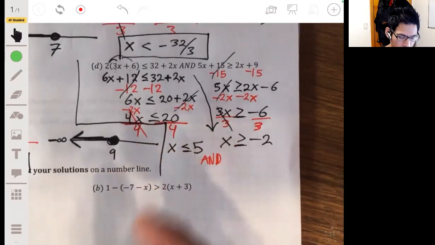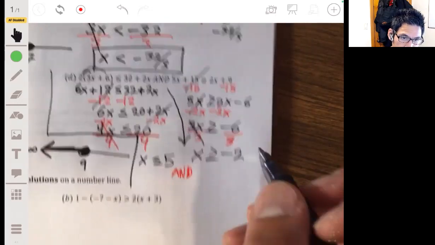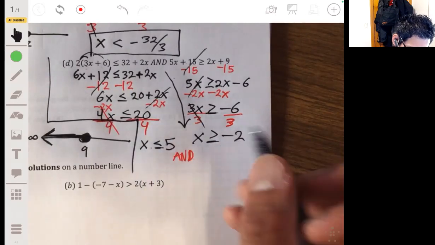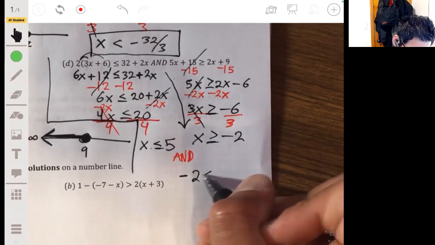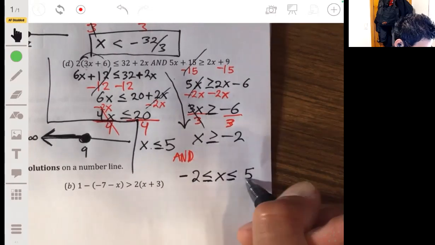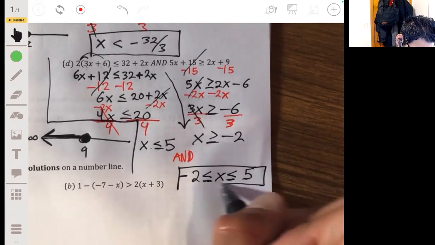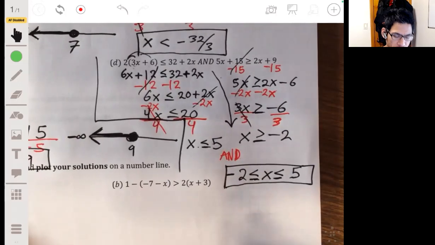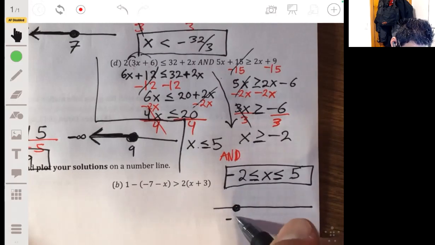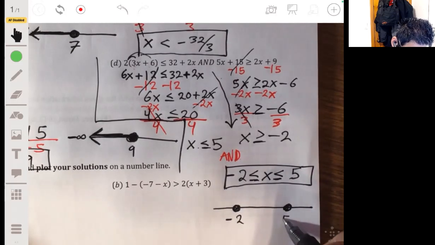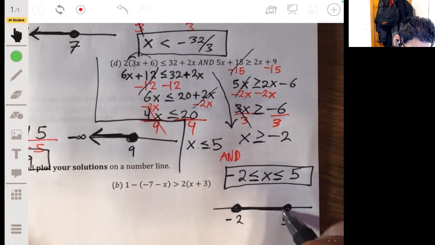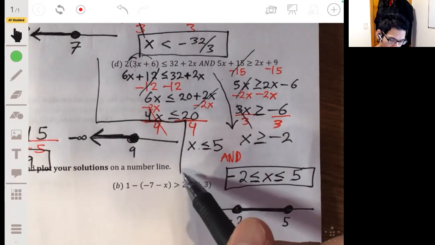So that means we can combine them into one ultimate compound inequality. So x is between 5 and negative 2. So negative 2 is less than or equal to x, and x is less than or equal to 5. Like this. Remember this guy. Then we can number line it. Close circle on negative 2, close circle on 5, and then shade everything between. And there we go.